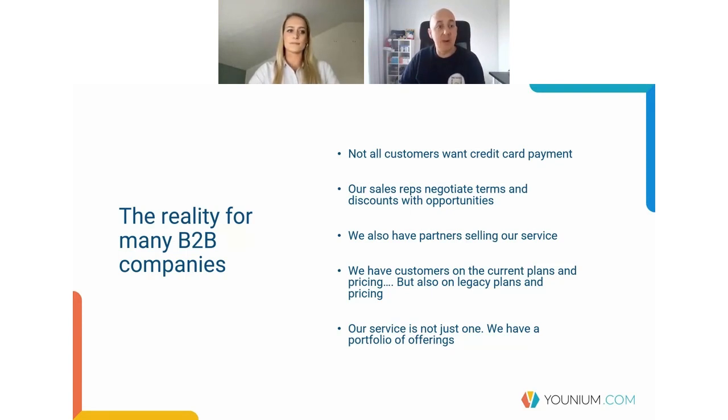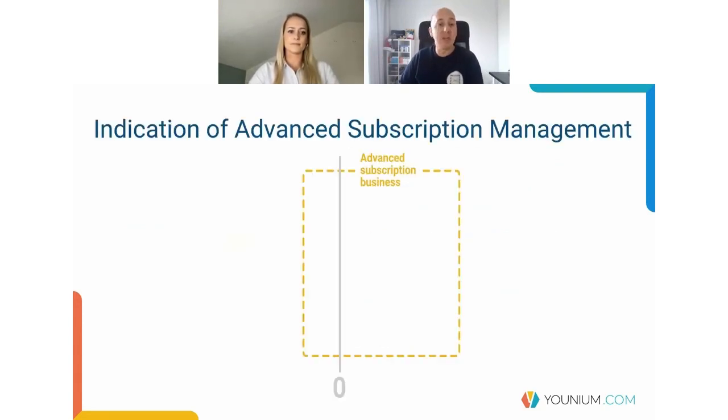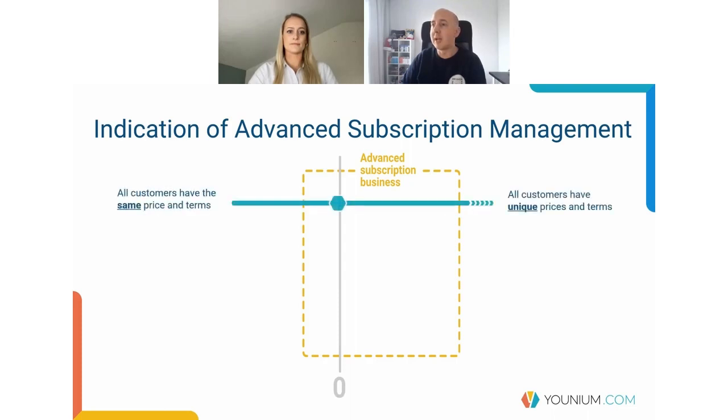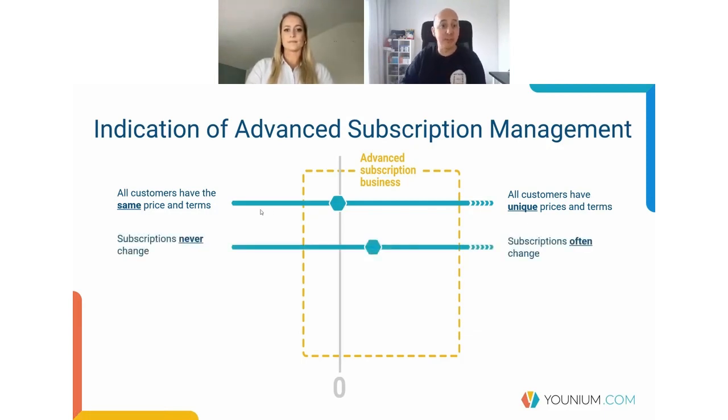So if you want to know if you have an advanced subscription business, we usually use this matrix in our sales dialogues as well, where we ask our customers: do all your customers are they on the same price plan and terms, or do they all have unique plans? And then you move this slider to left or right to indicate where you are. Do your subscriptions change? Meaning, does a customer change a user, or do they downgrade to a certain module, or do you have indexation uplifts or things like that? Or do they never change at all? That again is an indicator of simple versus advanced.